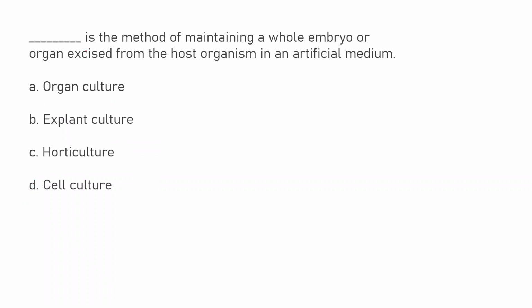Now the next question is the method of maintaining a whole embryo or organ excised from the host organism in an artificial medium. So the option can be organ culture, explant culture, horticulture, or cell culture. So here you see it is a method of maintaining a whole embryo or an organ. So here the answer will be organ culture.